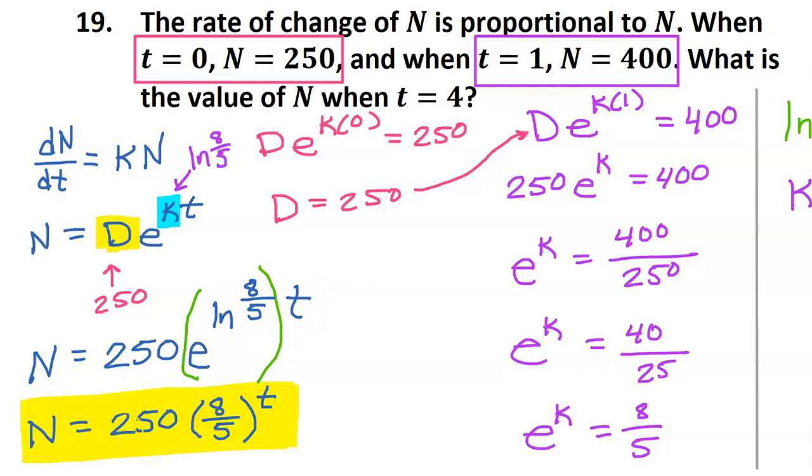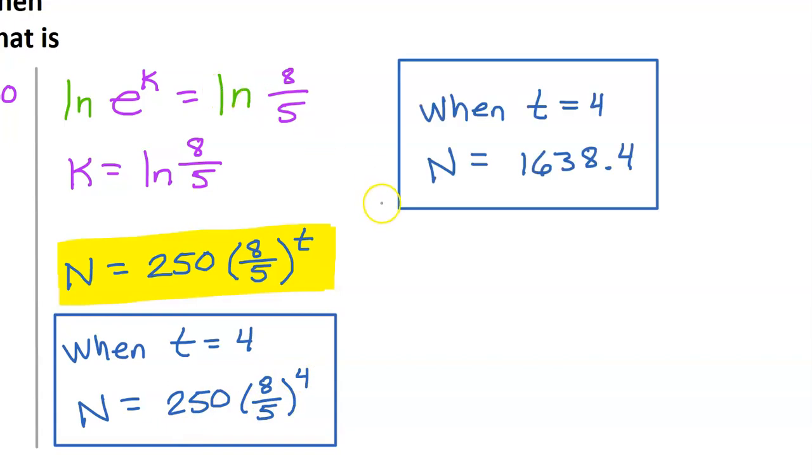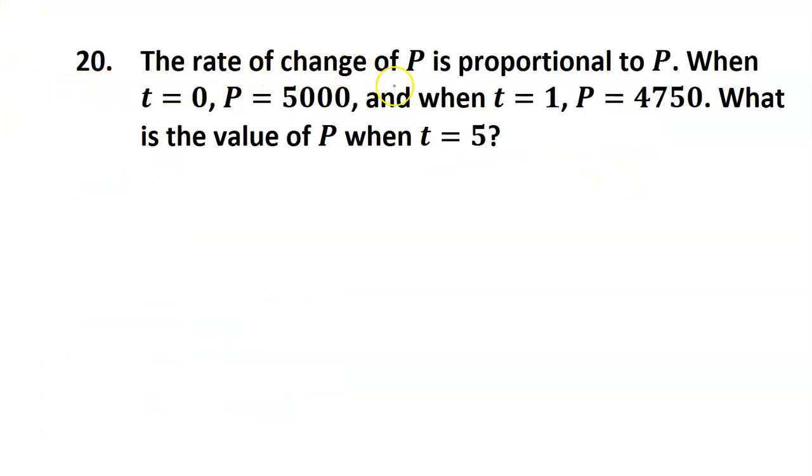This is the solution to the differential equation, and we will use it to answer the final question. What is the value of n when t equals 4? So we can just plug in 4 for t, and that'll be the answer. When t equals 4, n equals 250 times 8/5 to the 4th power. And if the problem is calculator active, you can say when t equals 4, n equals 1638.4.